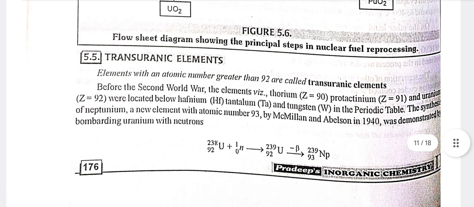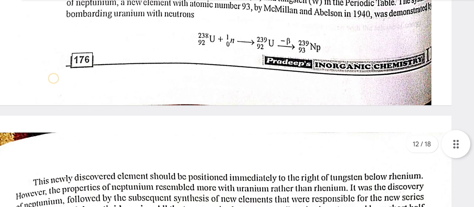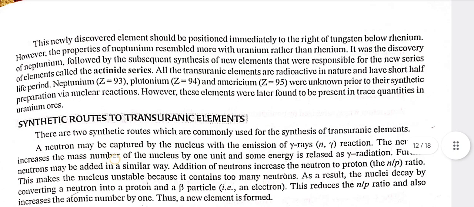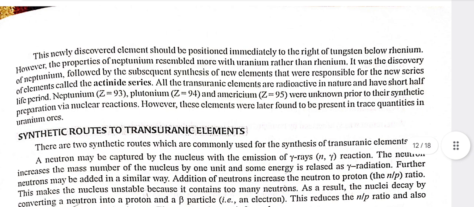Transuranic elements. Elements with an atomic number greater than 92 are called transuranic elements. Before the Second World War, the elements thorium, protactinium and uranium were located below hafnium. The newly discovered element should be positioned immediately to the right of tungsten, below rhenium. The properties of neptunium resembled uranium more than rhenium. It was the discovery of neptunium, followed by the subsequent synthesis of new elements, that was responsible for the new series of elements called the actinide series.